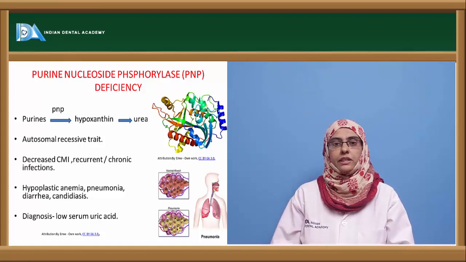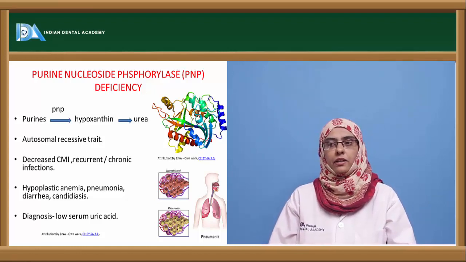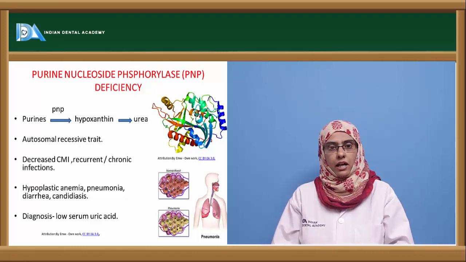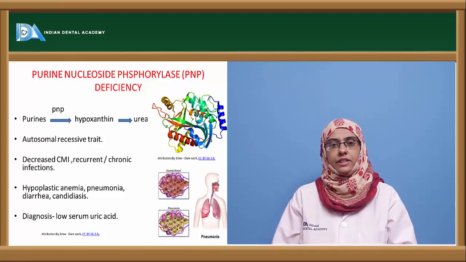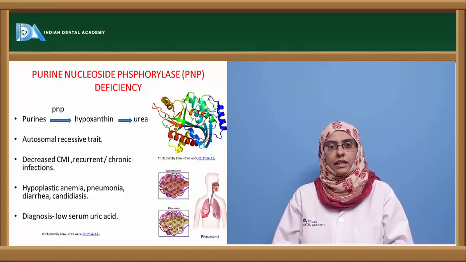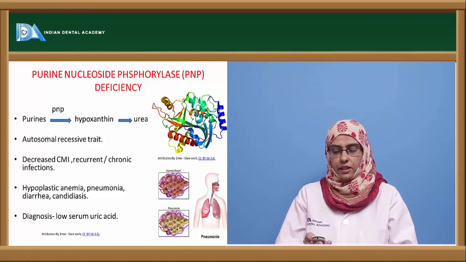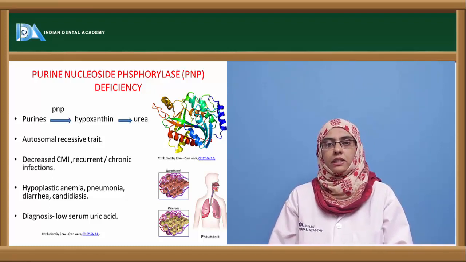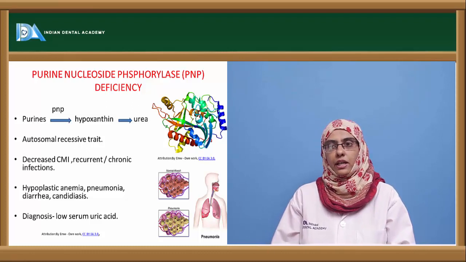In this kind of patient, there is a decreased CMI, and recurrent and chronic infections can be seen. Along with that, the characteristic features associated with this are hypoplastic anemia, pneumonia, diarrhea, and candidiasis. And the diagnosis, that is how to identify this disease, is with the low serum uric acid.